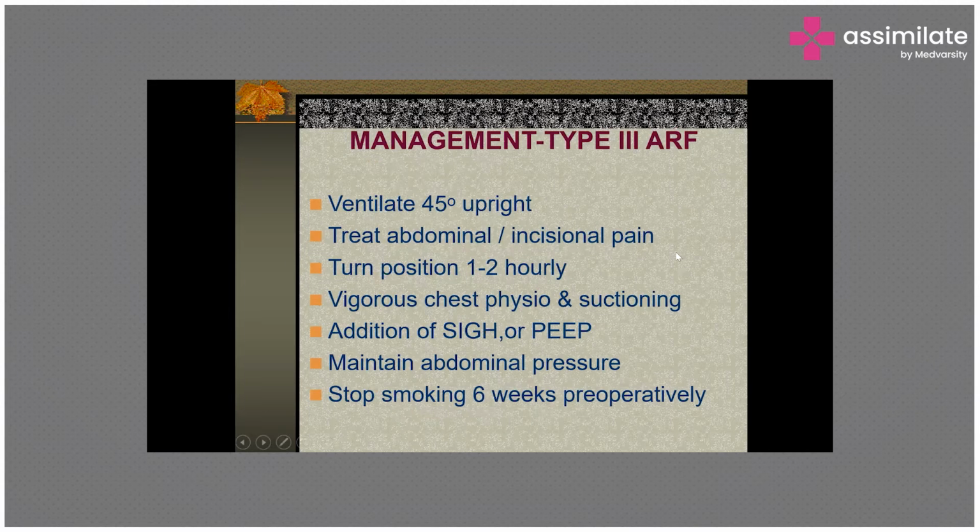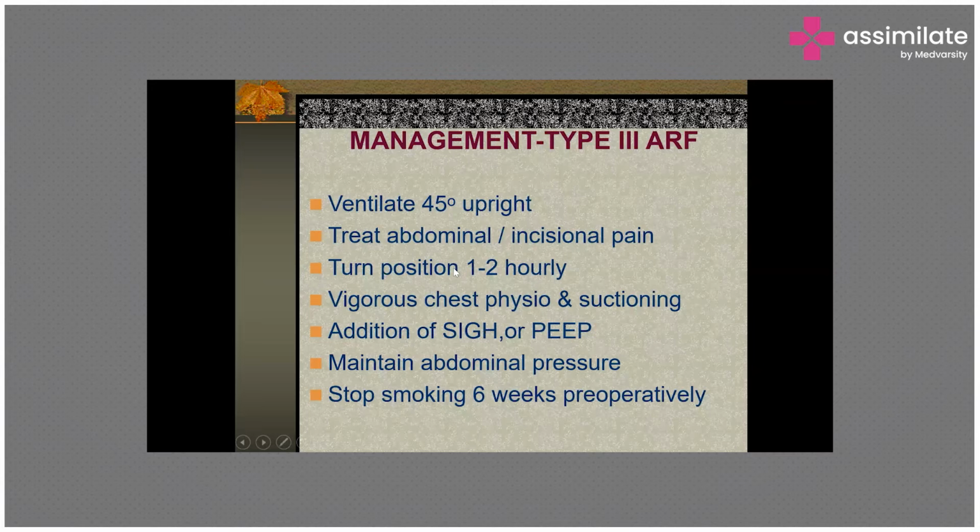If the patient has type 3 respiratory failure due to atelectasis, keep the patient 45 degrees upright. Abdominal and incision pain should be controlled with good analgesics. Opioid or multimodal analgesia, NSAIDs and opioids should be given together, or sometimes epidural anesthesia or regional analgesia with intercostal blockade or local anesthetic agents can be used.